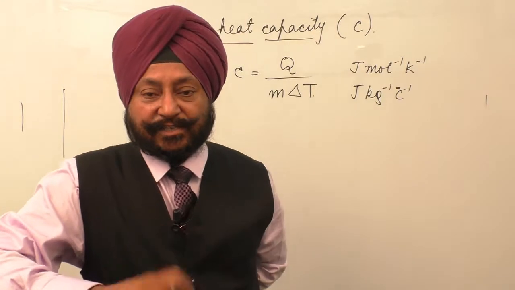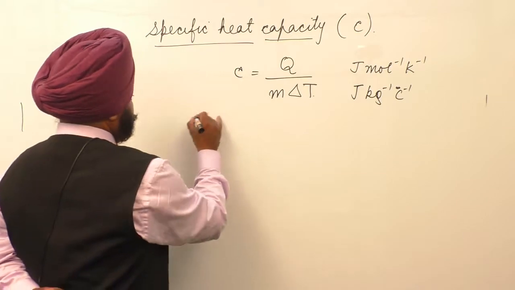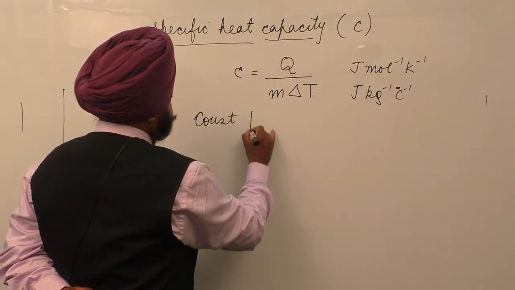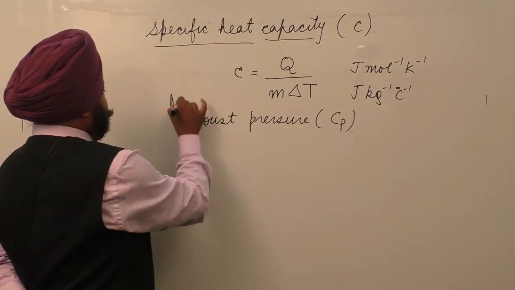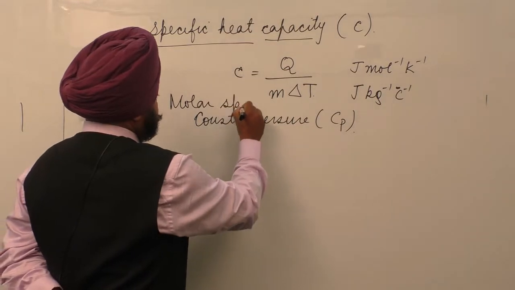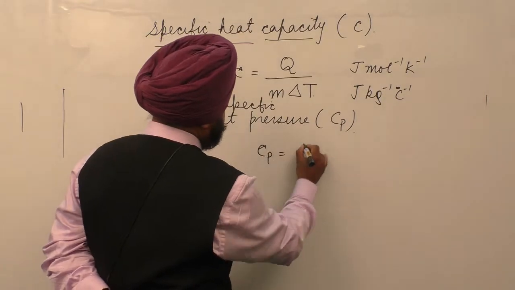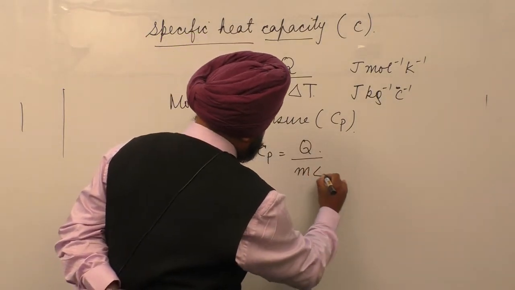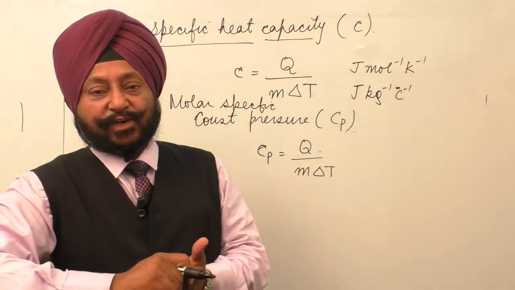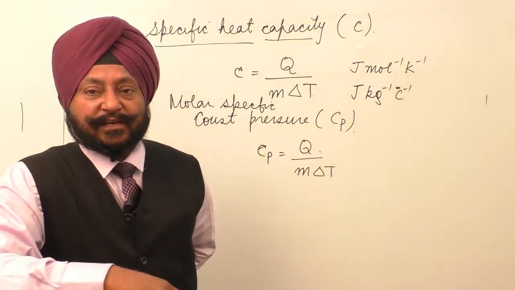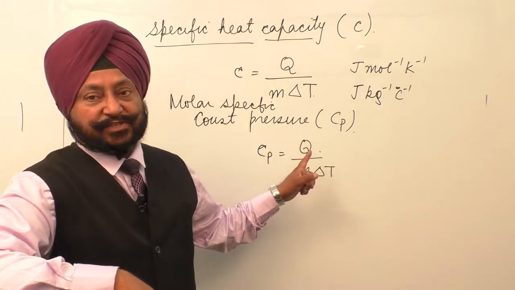Now when you talk about a gas, it has two different types of specific heats. The first is called specific heat at constant pressure, and we abbreviate this as CP. Most of the times it is written as molar specific heat at constant pressure. And we define this as the amount of heat required to raise the temperature of unit mass of a substance through 1 degree Celsius, that is 14.5 degrees Celsius to 15.5 degrees Celsius, and this will happen when the pressure of the gas remains constant.